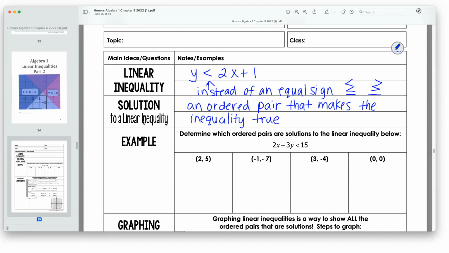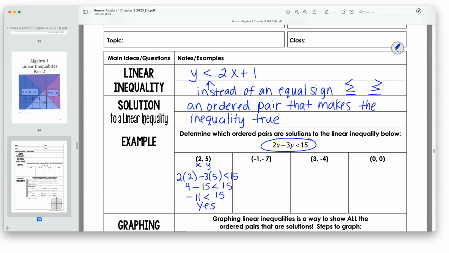So, for example, determine which ordered pairs are solutions to the linear inequality below. You would take this inequality that they give you, and for the first problem, replace x with 2 and y with 5, and see if it works. So we say, does 2 times 2 minus 3 times 5 come out less than 15? 2 times 2 is 4, 3 times 5 is 15. Is 4 minus 15 less than 15? 4 minus 15 is negative 11. And since negative 11 is less than 15, the answer is yes, that (2, 5) is a solution.